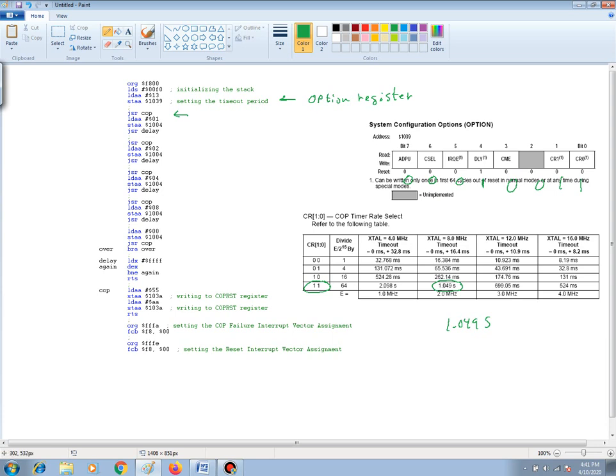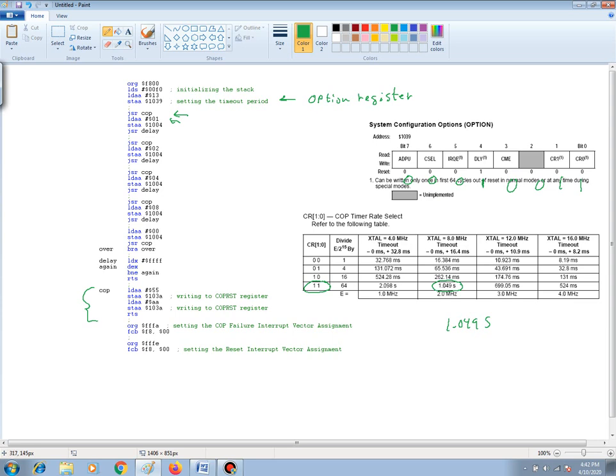If we look at the cop subroutine towards the bottom, we see that we're writing a 55 hex and then an AA to the cop reset register. The first time that we do that, that enables the Watchdog timer. So now the Watchdog timer is turned on. Then after that, we go back up to the main program where we are loading a 0, 1, and then we're storing it at port B. So therefore LED 0 is now on.